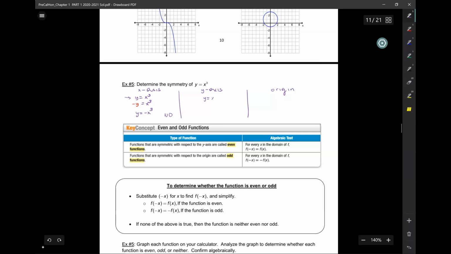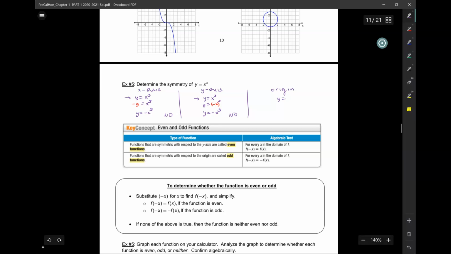Now let's do y-axis. I start with the same function. This time, you're going to replace x with negative x cubed. So I get y equals negative x cubed when I simplify. Did I get the original function back? No, it's not symmetric with respect to the y-axis.